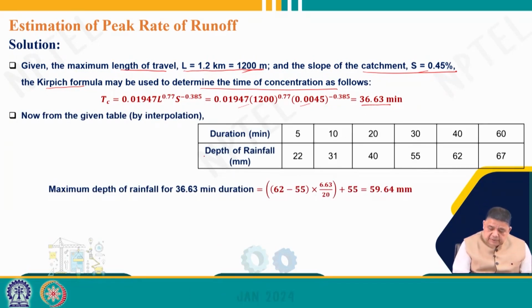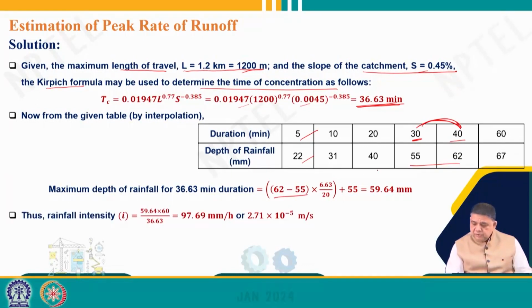Now, we have been provided a table having different durations and depths of rainfall. So, now we have to find out the intensity of rainfall for a duration equal to the time of concentration. That means we have to first find out the depth of rainfall for 36.63 minutes, and then convert that into intensity to be able to use it in the rational method. So, obviously, for 36.63 minutes we need to interpolate. The value will come in between, because this is 30 minutes and this is 40 minutes, so 36.63 will fall in between these two. That is why we are interpolating.